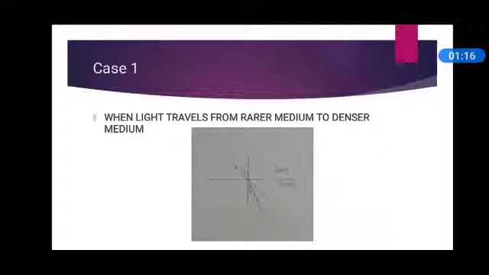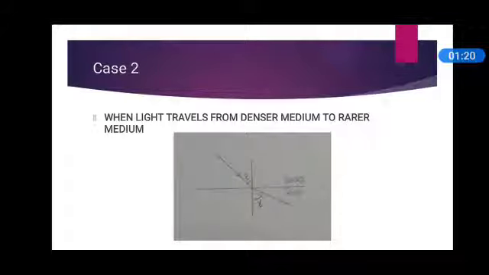When we switch the medias, we get case 2, that is when light travels from a denser medium to a rarer medium. So here the speed of light increases and the ray bends away from the normal. As seen, the angle of incidence I is lesser than the angle of refraction R.